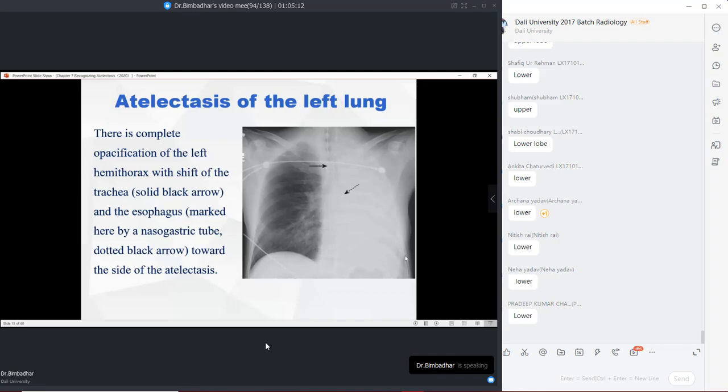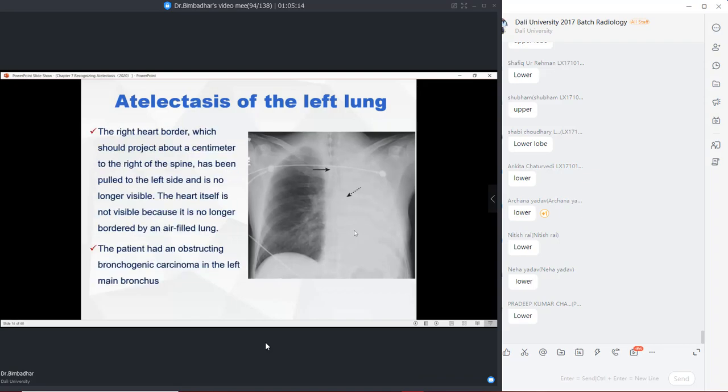Okay, right. Now, the right heart border, which should project about a centimeter to the left of the spine, has been pulled to the left side and is no longer visible. The heart itself is not visible because it is no longer outlined by an air-filled lung. The patient has an obstruction by a bronchogenic carcinoma in the left main bronchus.